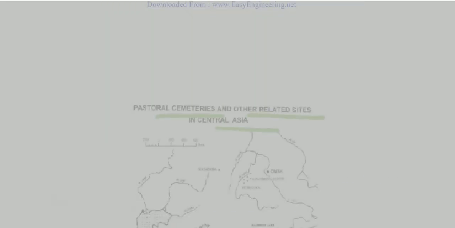Related sites in Central Asia. Map 5, early Indo-Aryan sites.